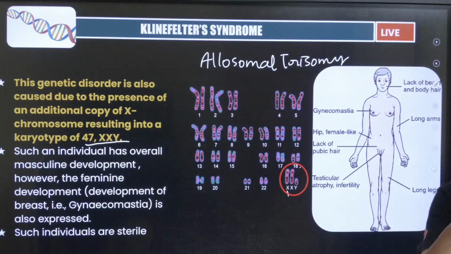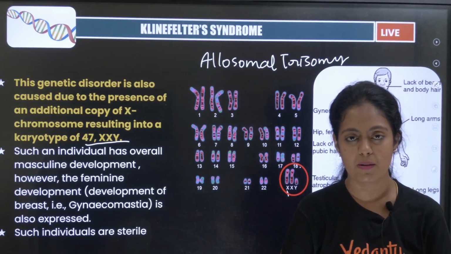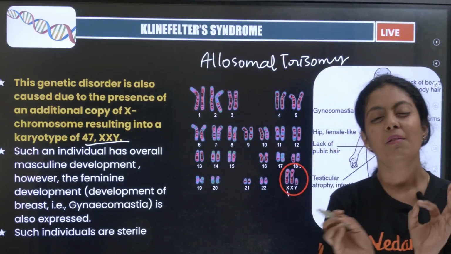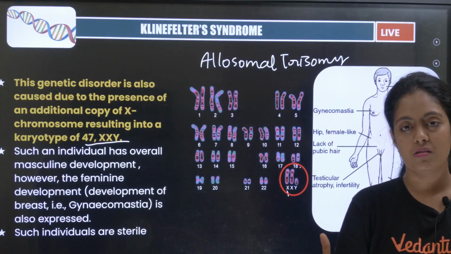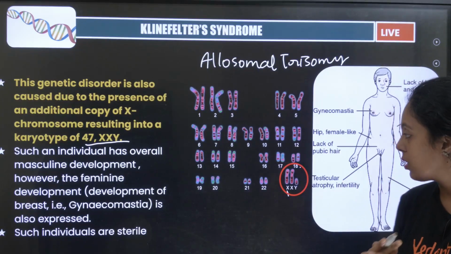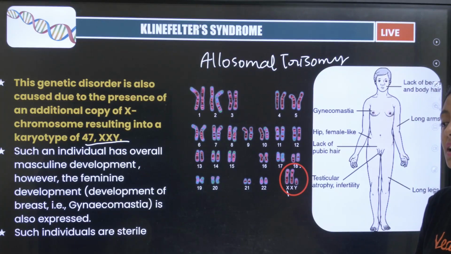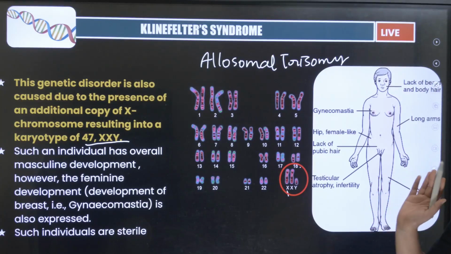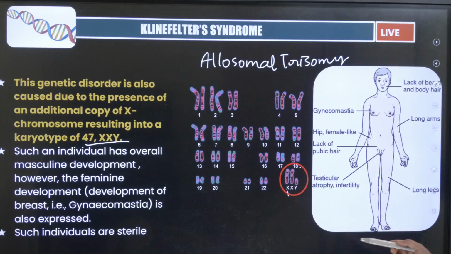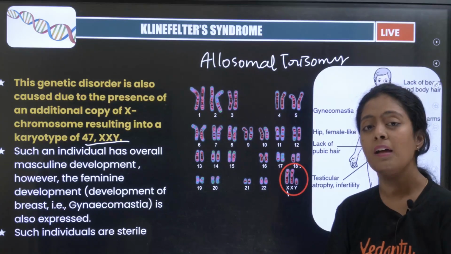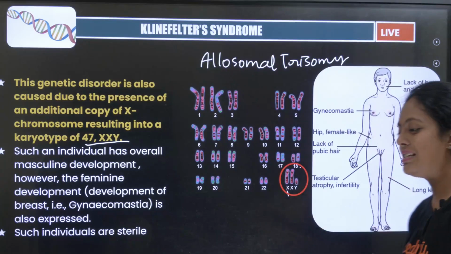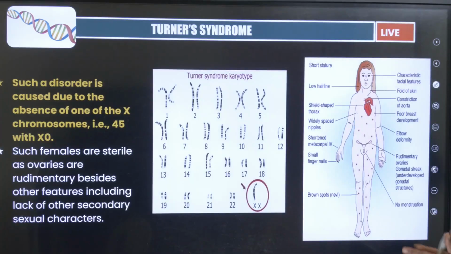Okay, such an individual will have overall masculine development. They are sterile, but they'll have female-like characters like gynecomastia, the development of breasts, that is your gynecomastia, and a feminine voice. Those are some of the symptoms. Okay, lack of beard and body hair, lack of pubic hair, long legs, long arms. Okay, they are more like females, but they are genetically males. That's the thing. Okay. Next, we have Turner syndrome.